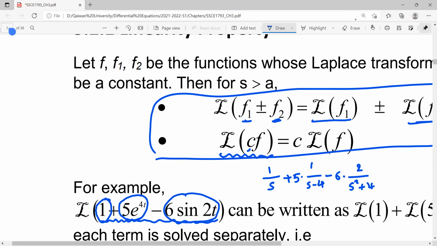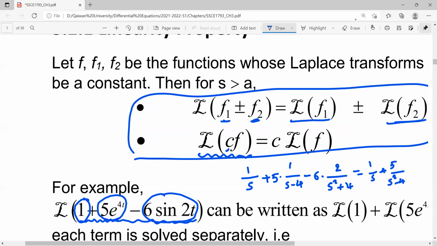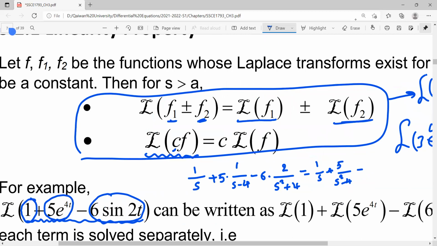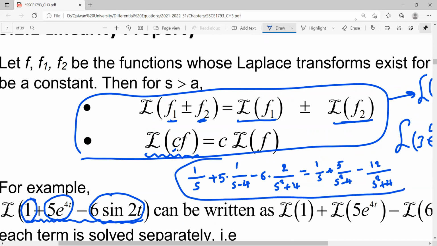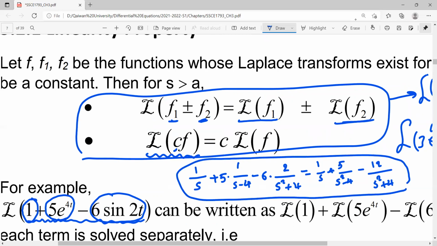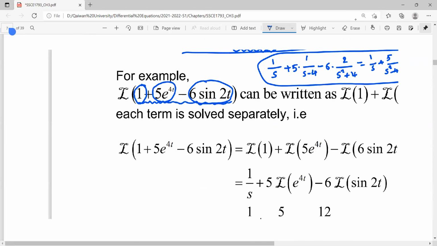Now find the sum of these, you'll get the result. This equals 1 over s plus 5 over s minus 4, minus 12 divided by s squared plus 4. This is the result for that Laplace transform, and it's done here.